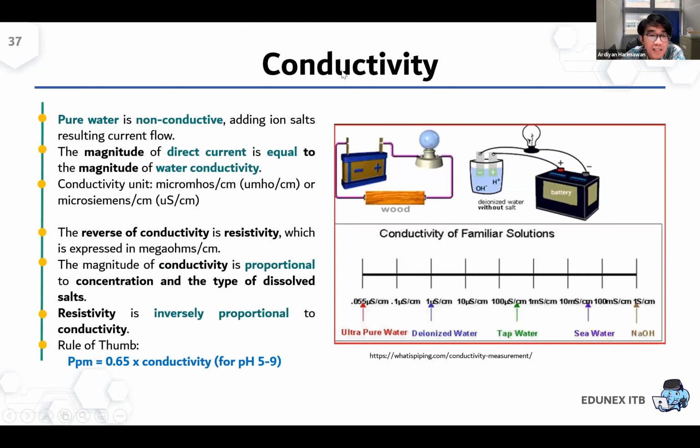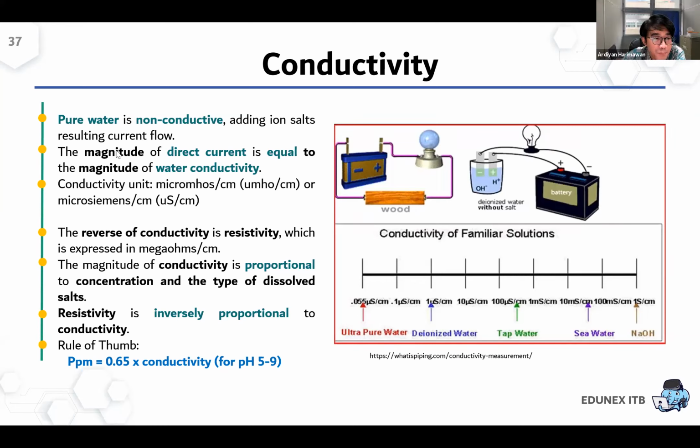Okay, another parameter that is normally used is conductivity. Anyone know conductivity? I think the name itself is already explaining the parameter. What is conductivity? If you have high conductivity of a solution, what does it mean? The ability to transport energy, sir, through the solution. What kind of energy? It can be heat or electricity, sir. Yeah, it's related to electricity.